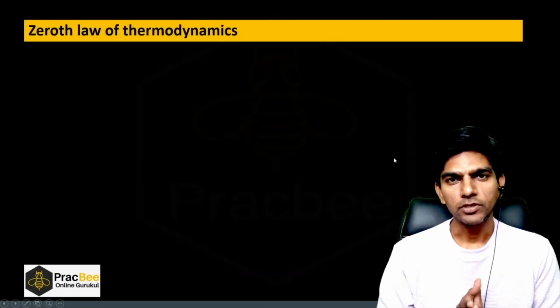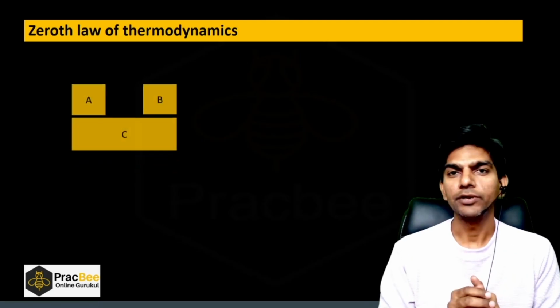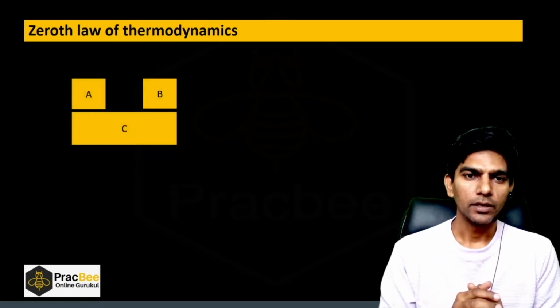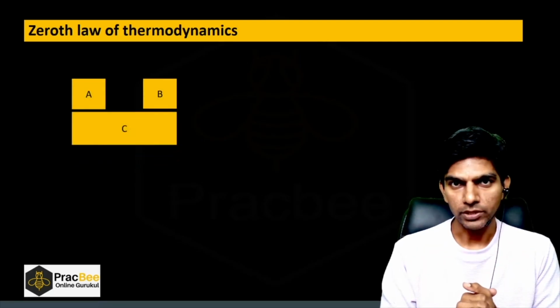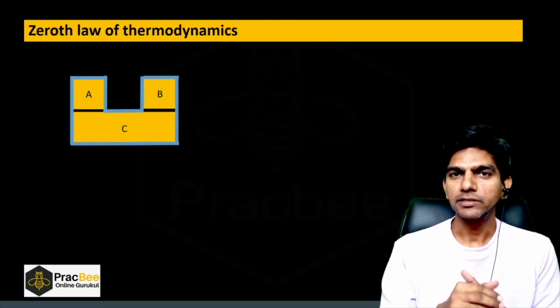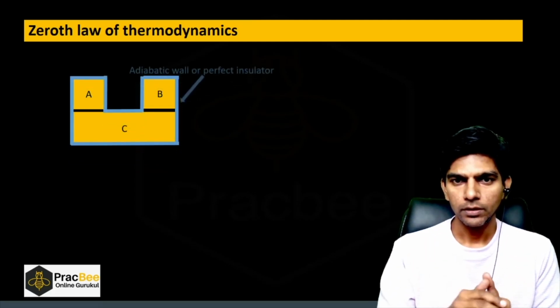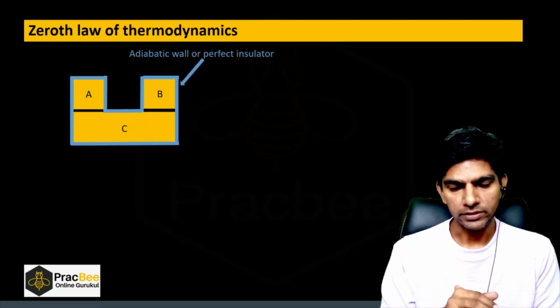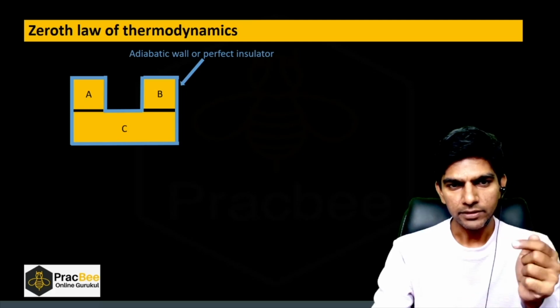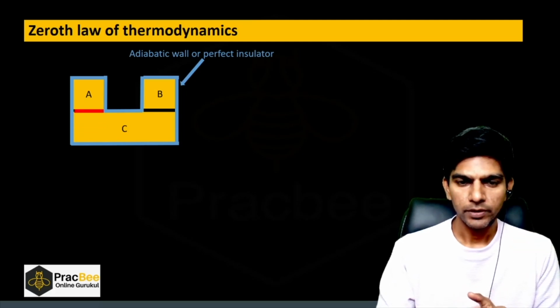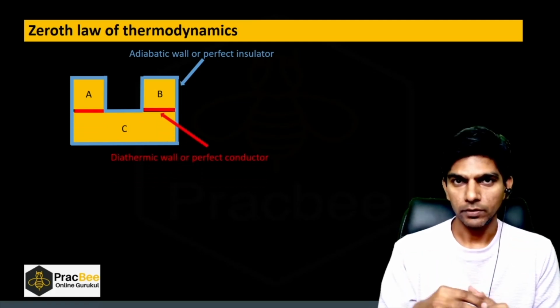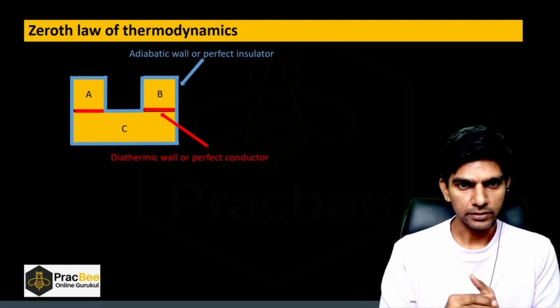So in the zeroth law of thermodynamics, let us say we have three thermodynamic systems A, B and C, and they are at different temperatures initially. Now we have covered these three systems with an adiabatic wall, which is nothing but a perfect insulator. Now we have connected A and C with a diathermic wall and B and C with a diathermic wall. And what is a diathermic wall? It is a perfect conductor.